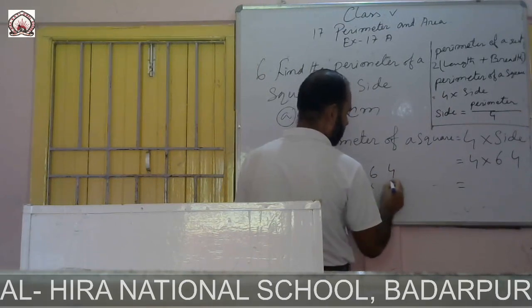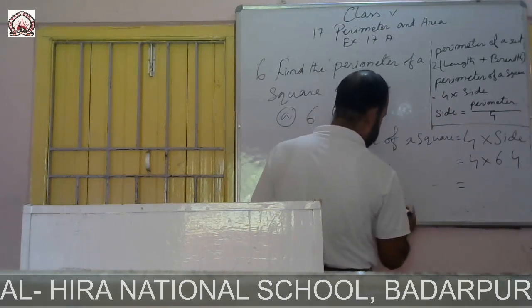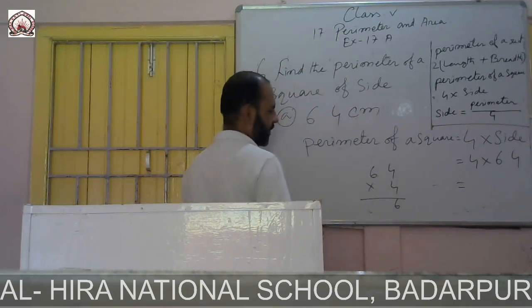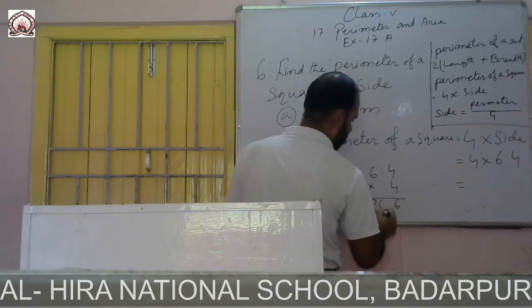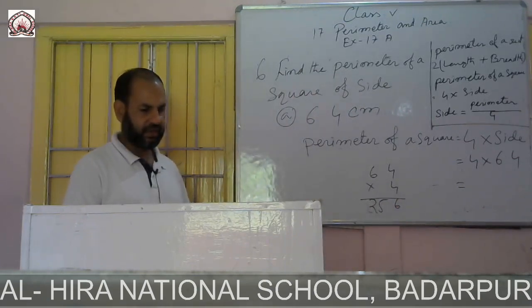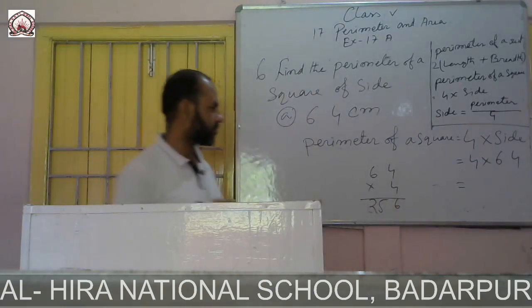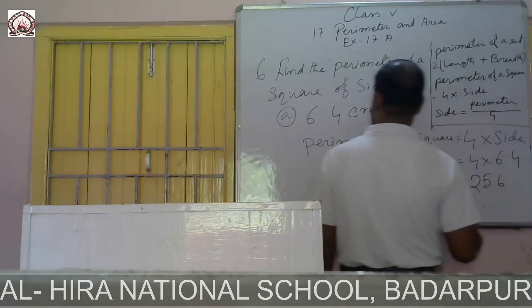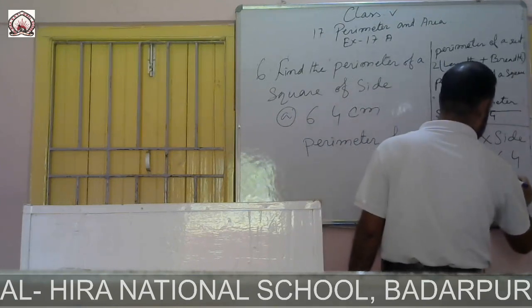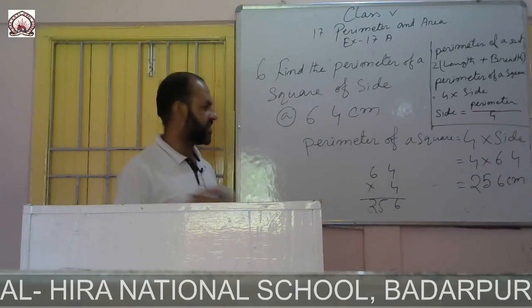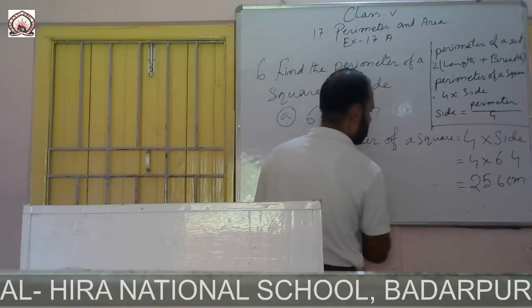6.4 into 4. 4 fours are 16, 6, 1 in my hand, 4 sixes are 24, plus 1 is 25, and the point is here. 25.6 centimeter.